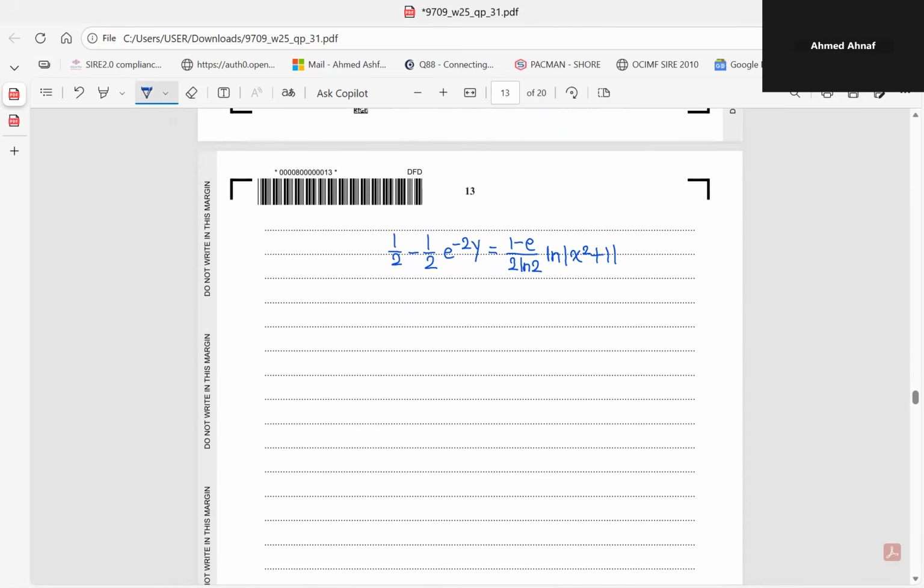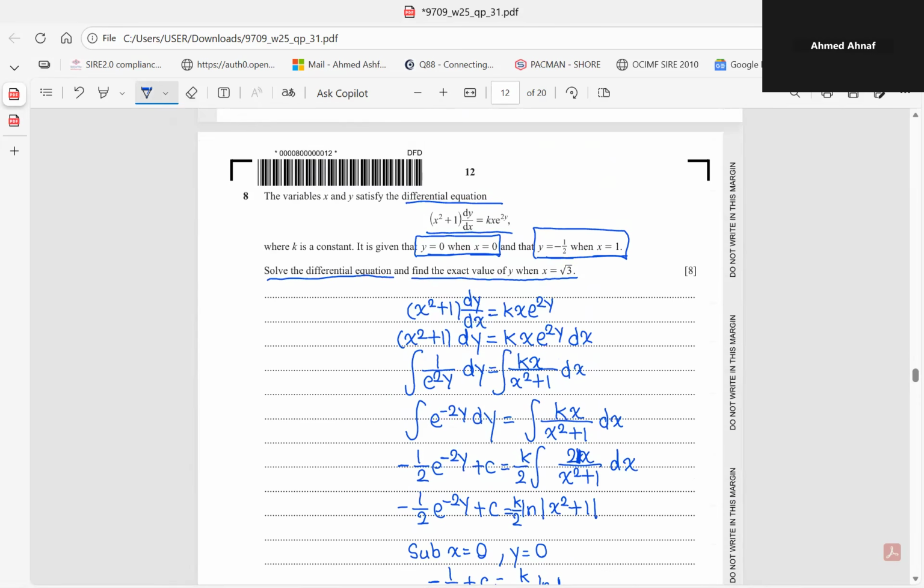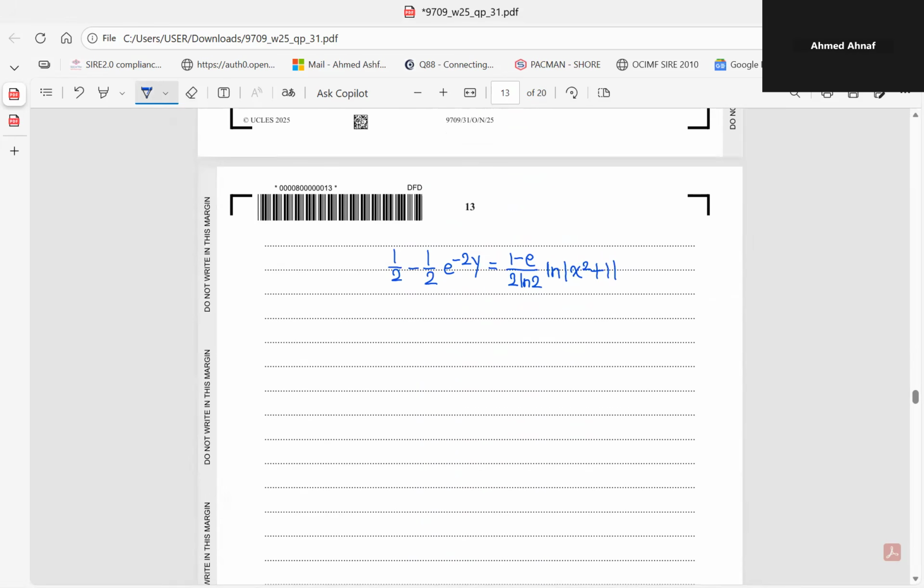Okay, so yeah, this would be our final equation. Now we will just substitute x equals 3, x equals square root 3, sorry, and find the value of y, which is the second requirement of the question. Yeah, so this is the first answer. Now we're going to find our second answer.